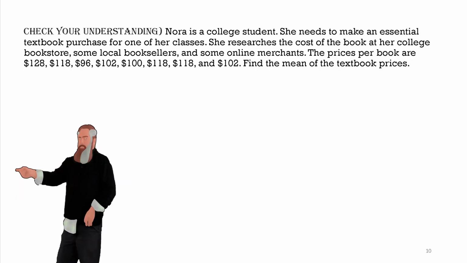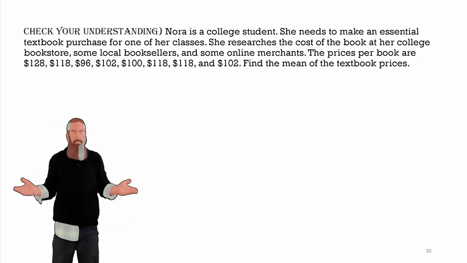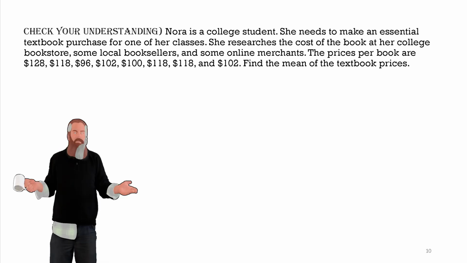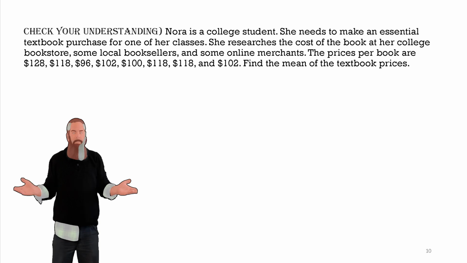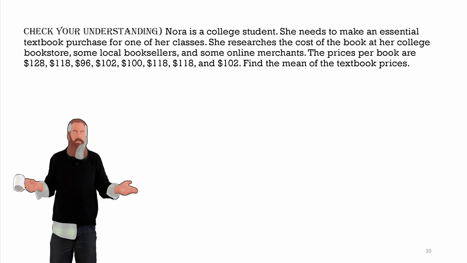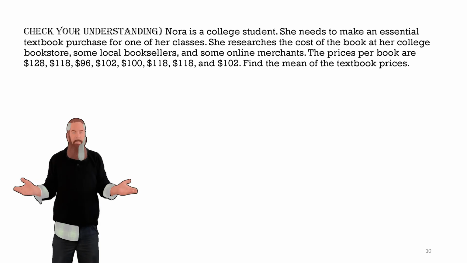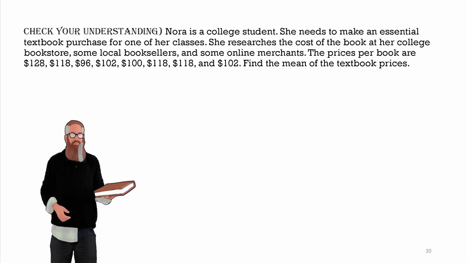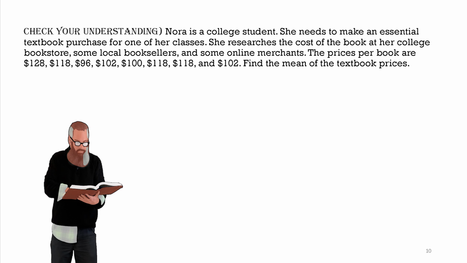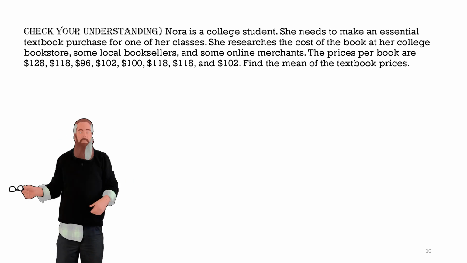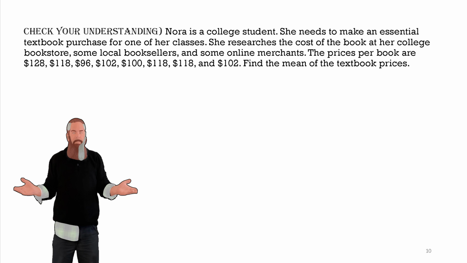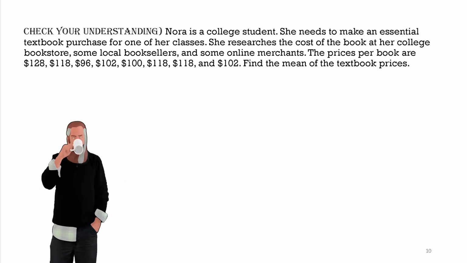Now, let's check your understanding. Nora is a college student. She needs to make an essential textbook purchase for one of her classes. She researches the cost of the book at her college bookstore, some local booksellers, and some online merchants. The prices per book are $128, $118, $96, $102, $100, $118, $118, and $102. Find the mean of the textbook prices.